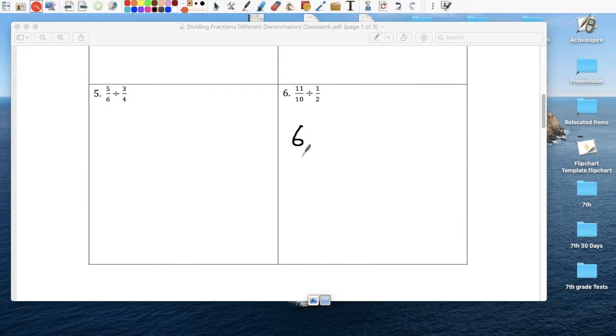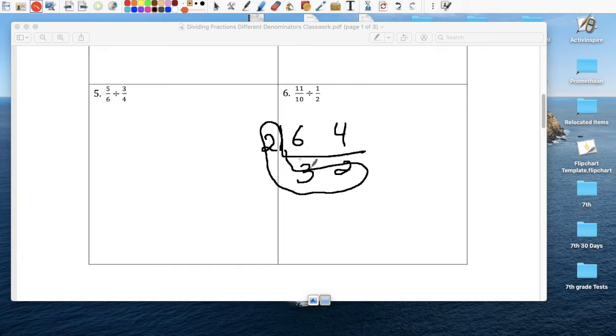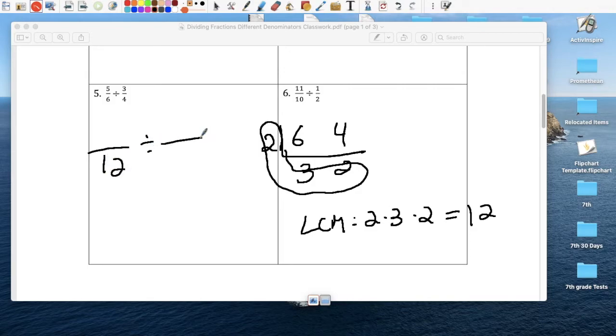6 and 4, I'll do this ladder method. 2 goes into 6 3 times, 2 goes into 4 2 times. So LCM is 2 times 3 times 2, and that gives us 12. So we're going to change both fractions to something out of 12. How did the 6 become a 12? Times 2. So if I multiply the bottom by 2, multiply the top by 2, 5 times 2 is 10. How did the 4 become a 12? Times 3. So I multiply the top by 3, and 3 times 3 is 9.